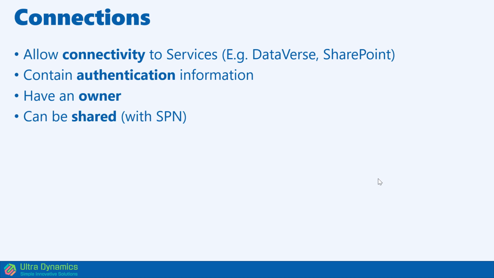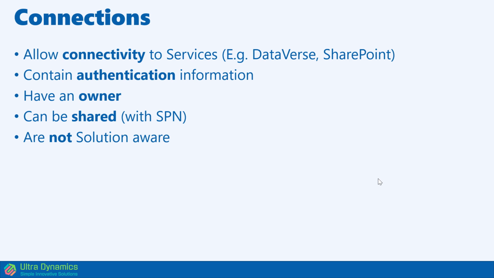So once a connection is created, if I create a connection, for example, and I want to share it, I could share it with another service principal, and that allows the service principal as well, which typically would run in pipelines, to have access to that connection. So I can do things like activate flows using that service principal as well.